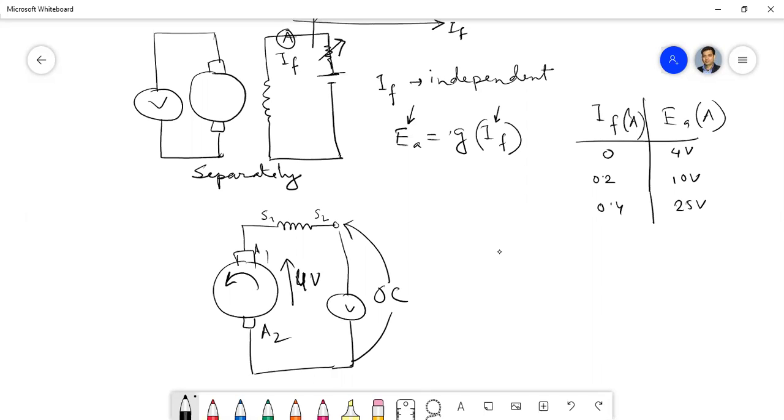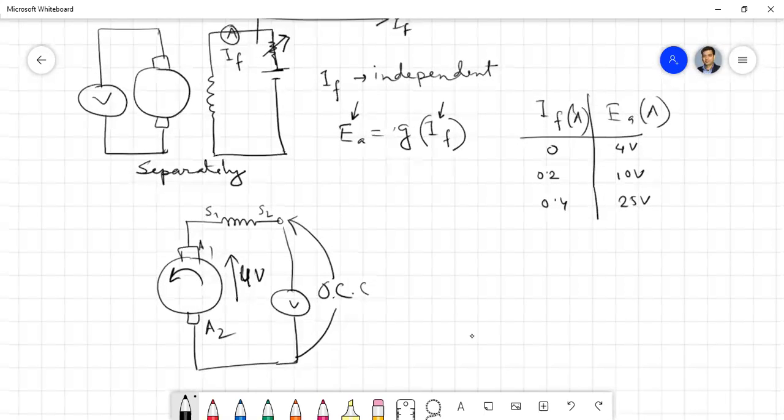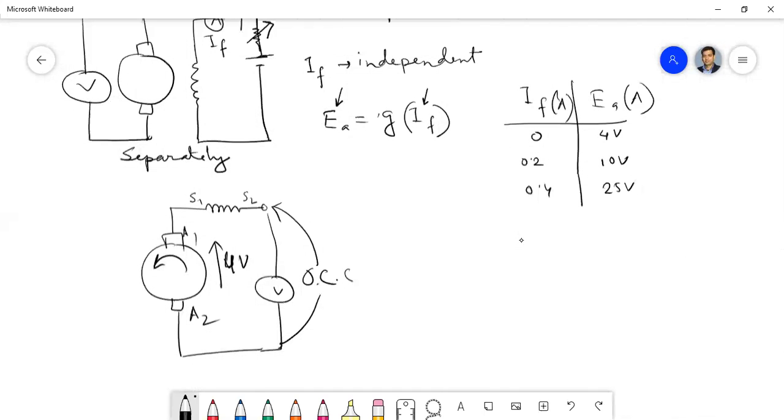Is that clear? So that means OCC characteristics you cannot draw for a series connected DC generator, because in a series connected generator you will not get any voltage build up. Is it clear? Any doubt? Yes, sir. Clear. No, sir. Okay.